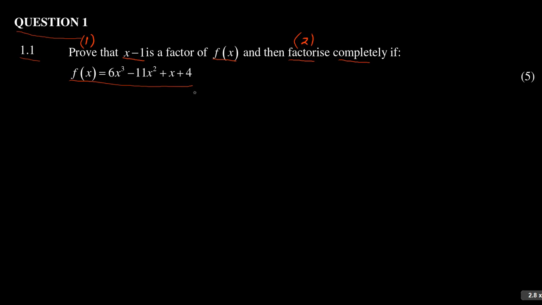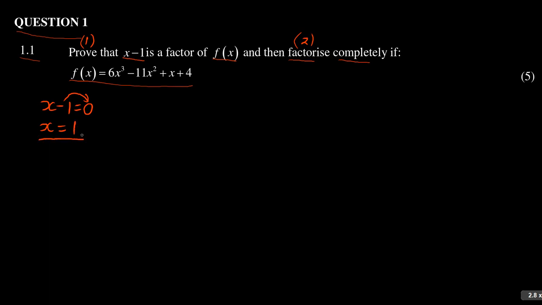Now, how do you prove that it is a factor? The first thing you need to do is to equate x minus 1 to 0. That's how you approach it. And then the next thing is to solve for x. In other words, the 1 must jump the equal sign so that from negative it will become positive.